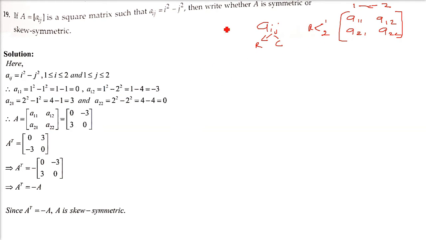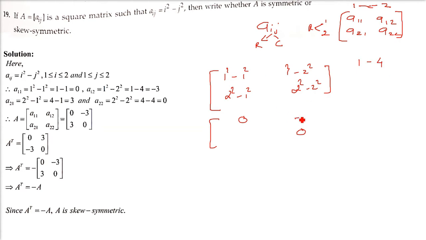So we will just put i and j, 1 and 1 here, 1 square minus 1 square. In place of i and j, we'll place 1 and 2, 1 square minus 2 square. 2 and 1, 2 square minus 1 square. 2 square minus 2 square. So what do we get here? 1 square minus 1 square is 0. 2 square minus 2 square will also be 0. 1 square minus 2 square will be 1 minus 4, that is negative 3. 2 square minus 1 square, that is 4 minus 1, is 3.